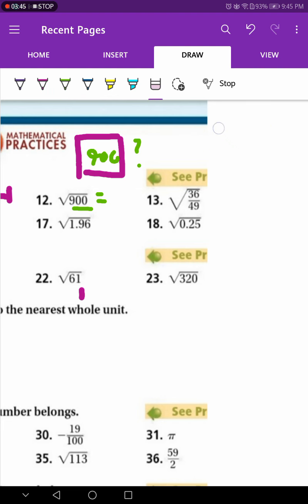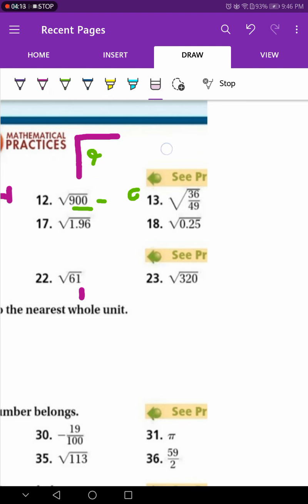Let me write it correctly, because you are very important to me. So 9 equals 3 multiplied by 3. I need 900. Yes, the double zero here comes from 1 zero here and 1 zero here. So the side of this square equals 30. Okay, my dear students, nice work.